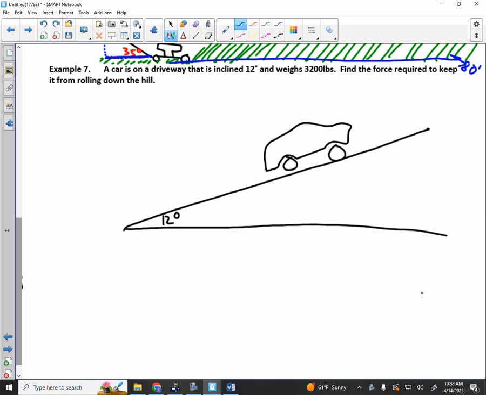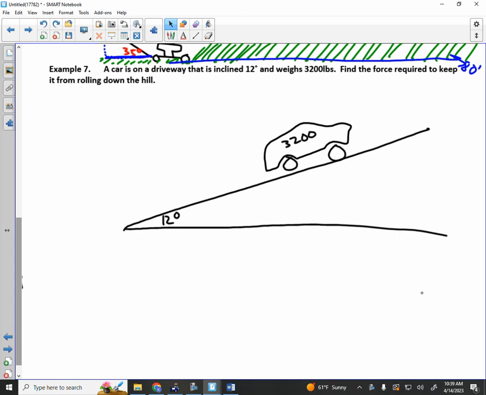It's on a 12-degree incline. Okay? The car weighs 3,200 pounds. Find the force required to keep it from rolling down the hill.